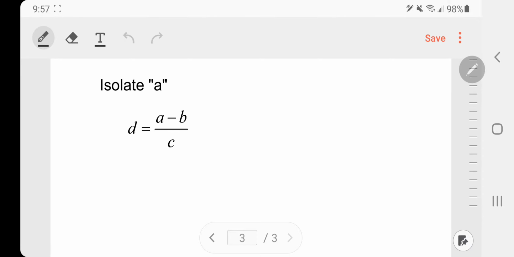So for this one, I'm looking to isolate a. Now, it's stuck with a fraction, and there's some other things I've got to do here. So again, the first thing I want to do is get rid of that fraction. The way I do that is, if it's in the denominator, I want to multiply by c to get rid of it on both sides. So c now cancels out, and because I multiplied it on one side, I now have to multiply it on the other side as well. So I get c times d, or just cd, equals a minus b.